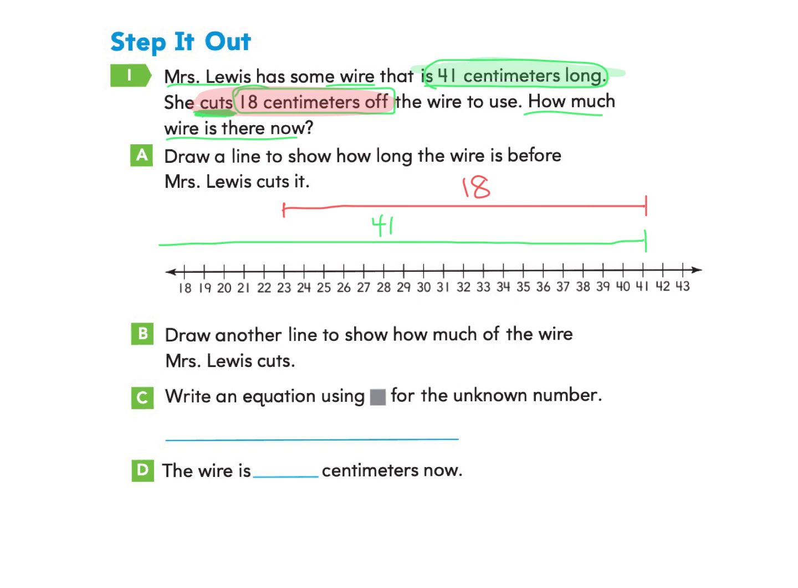Okay, we are ready for part C. Write an equation using a square for the unknown number. All right, well first we had 41, and then we cut 18, and we don't know where that has landed. So we're going to write 41 take away 18 equals an unknown number.